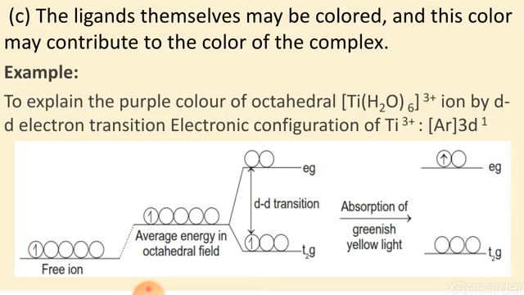Now look here, there is one electron in the T2g according to the Aufbau principle. When light is absorbed, it absorbs greenish yellow light, which has sufficient energy to carry out the transfer of an electron from T2g to Eg. So by observing the light, the electron transfers from T2g to Eg, and this is known as d-d transition. In this way the compounds show color.